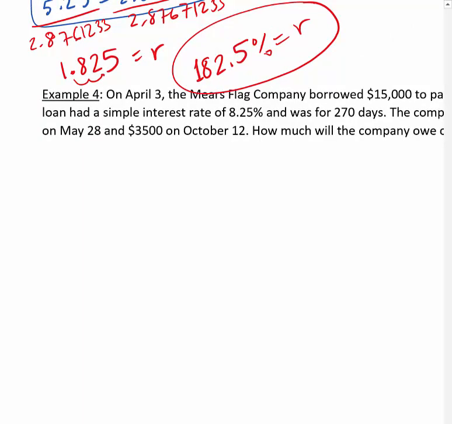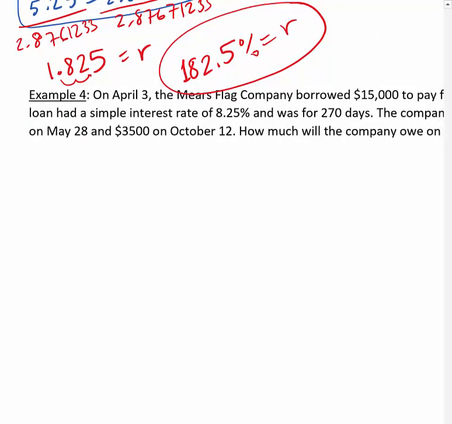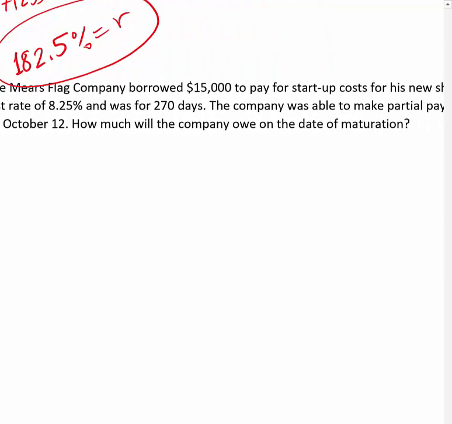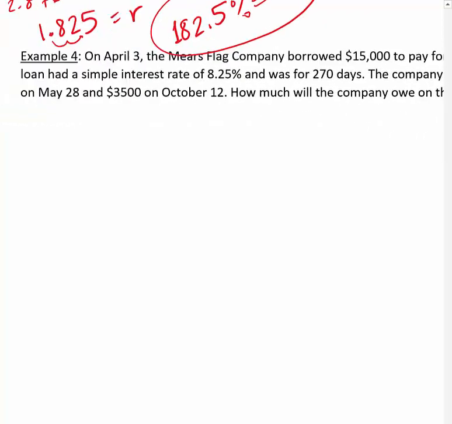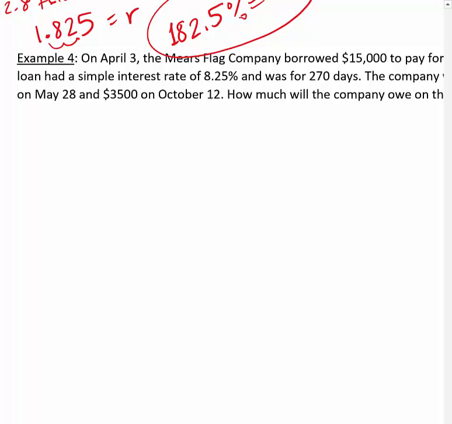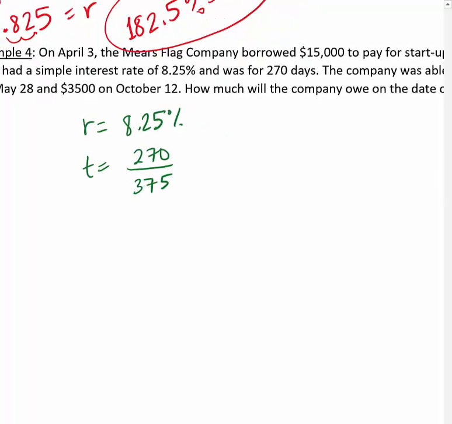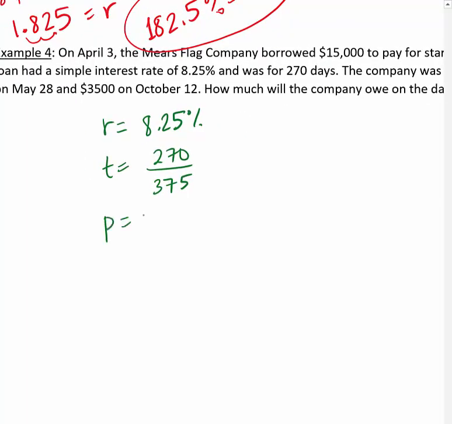Let's see, on April 3rd, the Mears Flag Company borrowed $15,000 to pay for startup costs for his new showroom. Okay, the loan had a simple interest rate of, okay, so R is going to be that. And it was for 270 days. So that means time is that, but that's in days, so we're going to put that over 365. And I guess the amount borrowed is the principal, right? 15,000.